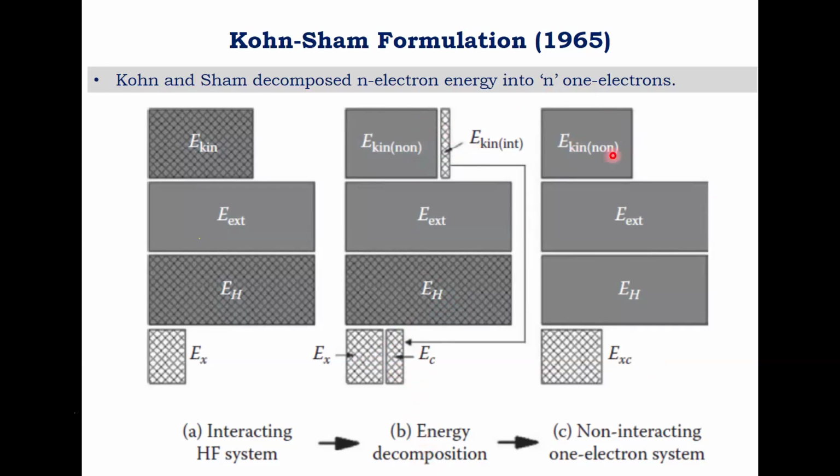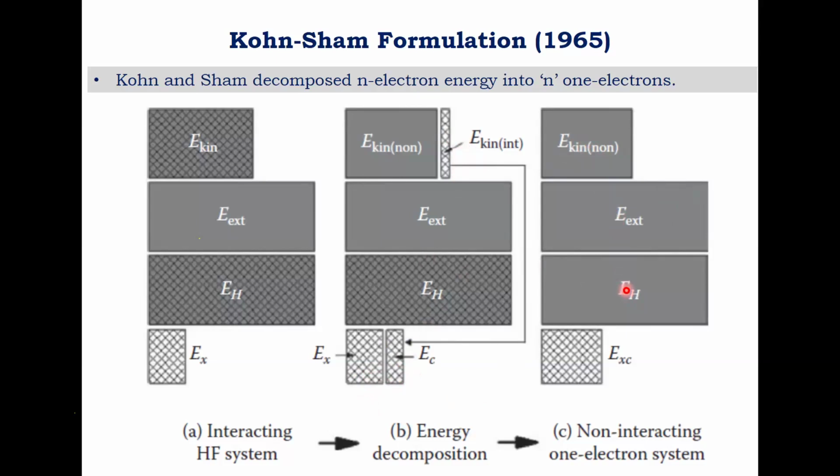So what was the output? What did they find at the end? A non-interacting one-electron system. Kinetic energy is now non-interacting, and the interacting part of the kinetic energy was included in the exchange and correlation part, which is interacting. So now the kinetic energy is non-interacting, the external energy is non-interacting, and the Hartree energy is now considered non-interacting because we are dealing with a mean field.